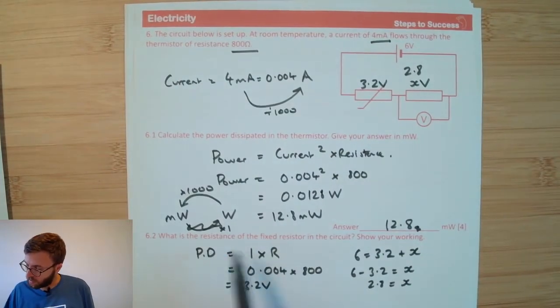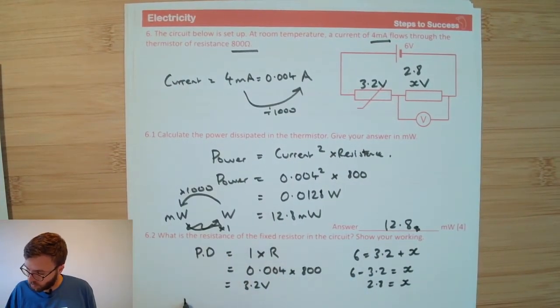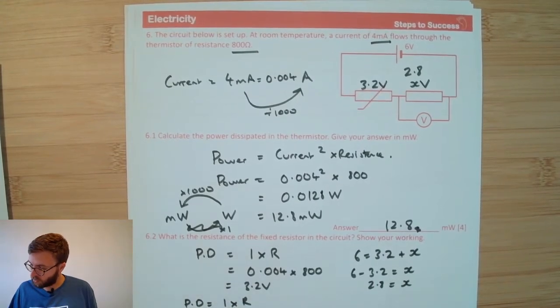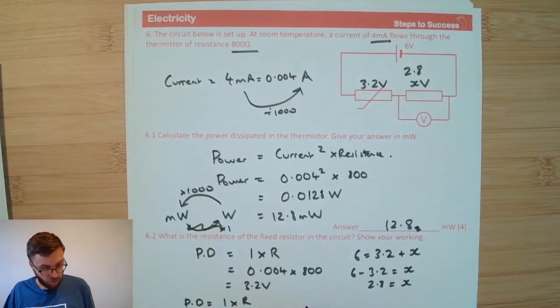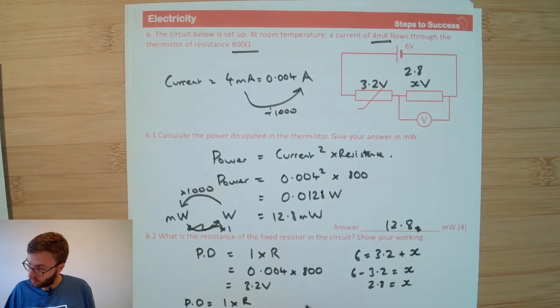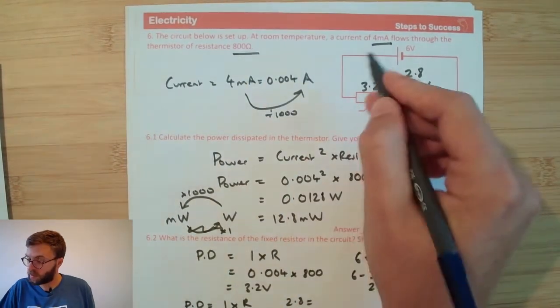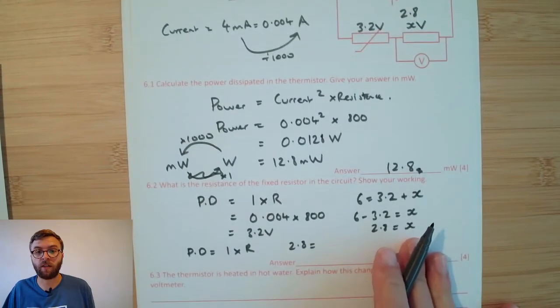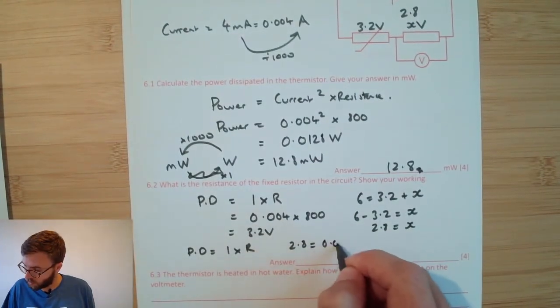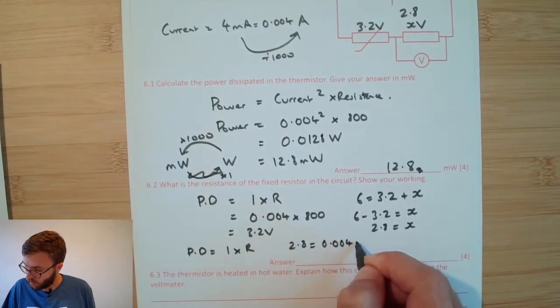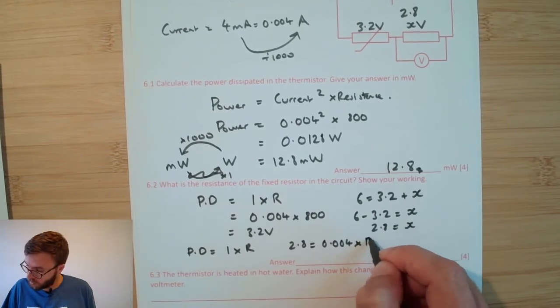And we want to work out the resistance. So again, we're going to use the equation that the potential difference equals the current multiplied by the resistance. So the potential difference in this case is 2.8 equals the current, which is, again, since it's a series circuit, the current is constant. So 0.004 multiplied by the resistance.